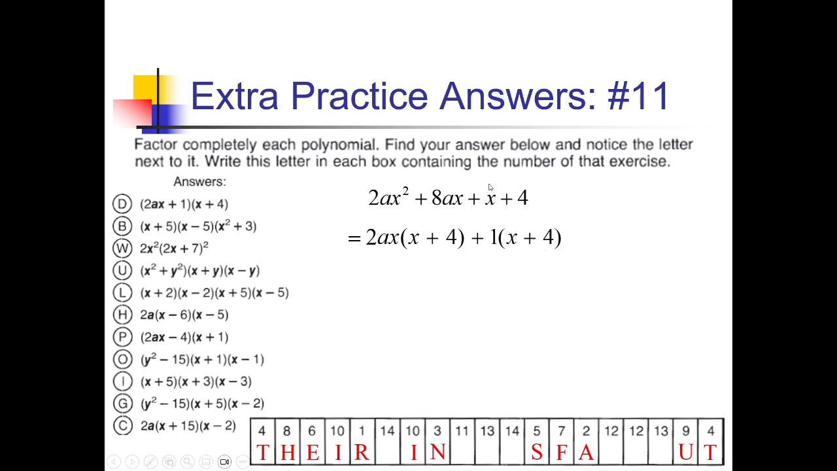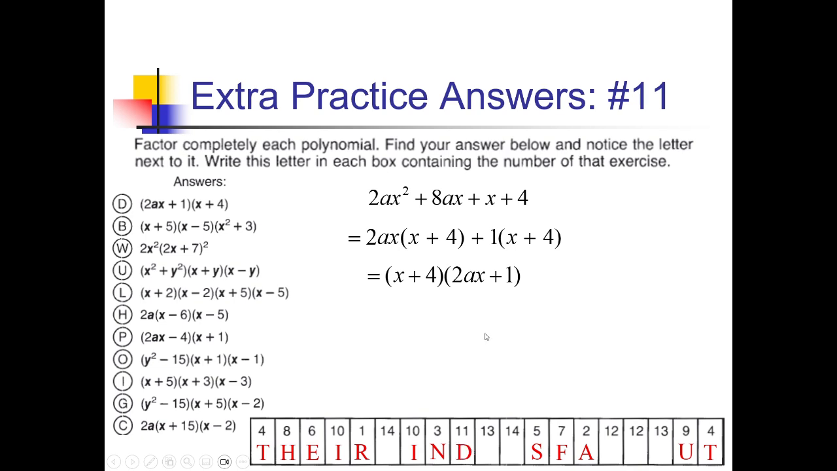But now that x plus 4 is a common factor that can come out of everything. And then this 2ax plus 1 goes next to it in parentheses. So 2ax, there's a 2ax, but it's got a minus 4 instead of a plus 1. So let me keep looking. Up here, actually, the very top, 2ax plus 1, x plus 4, that's what I need. So I'm going to put a D under 11. And that was the only 11.